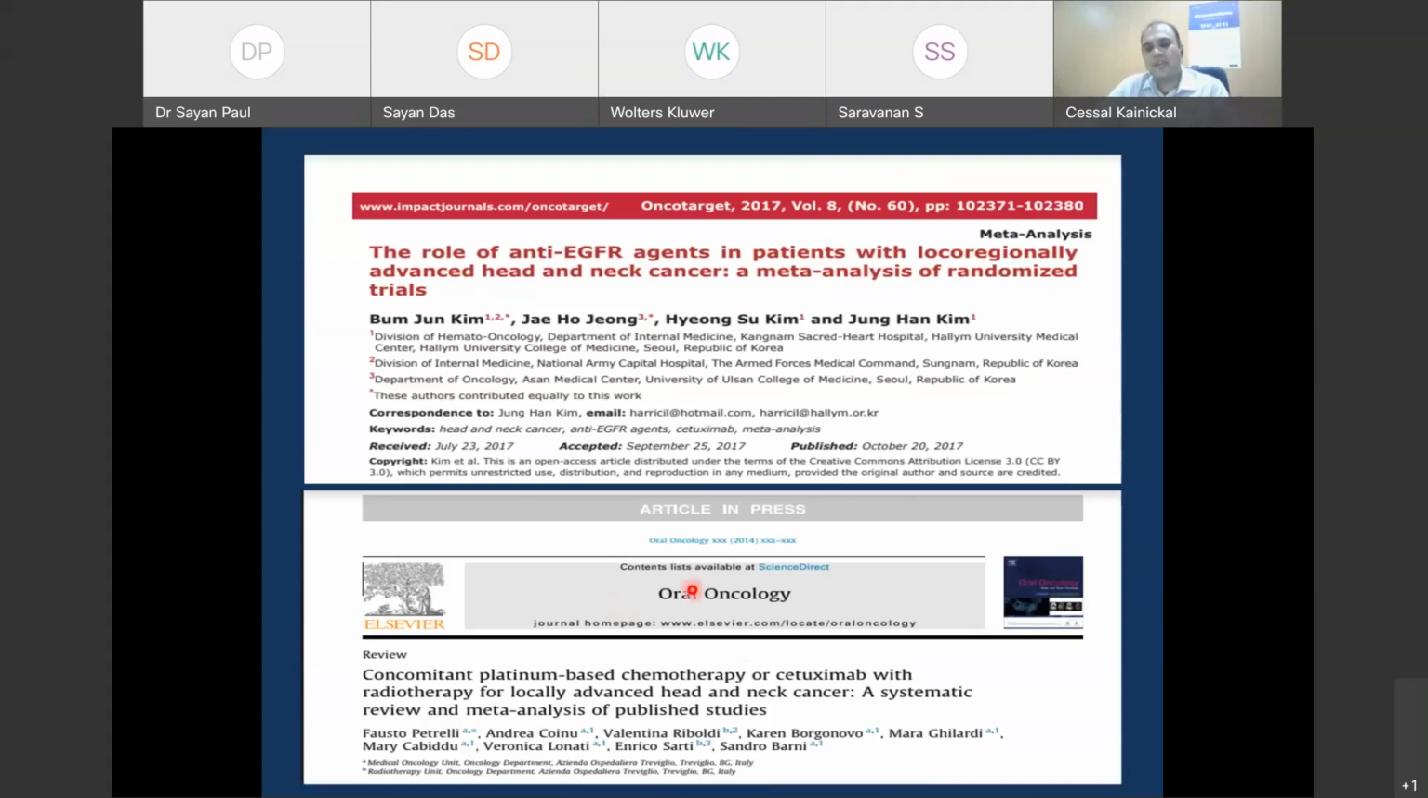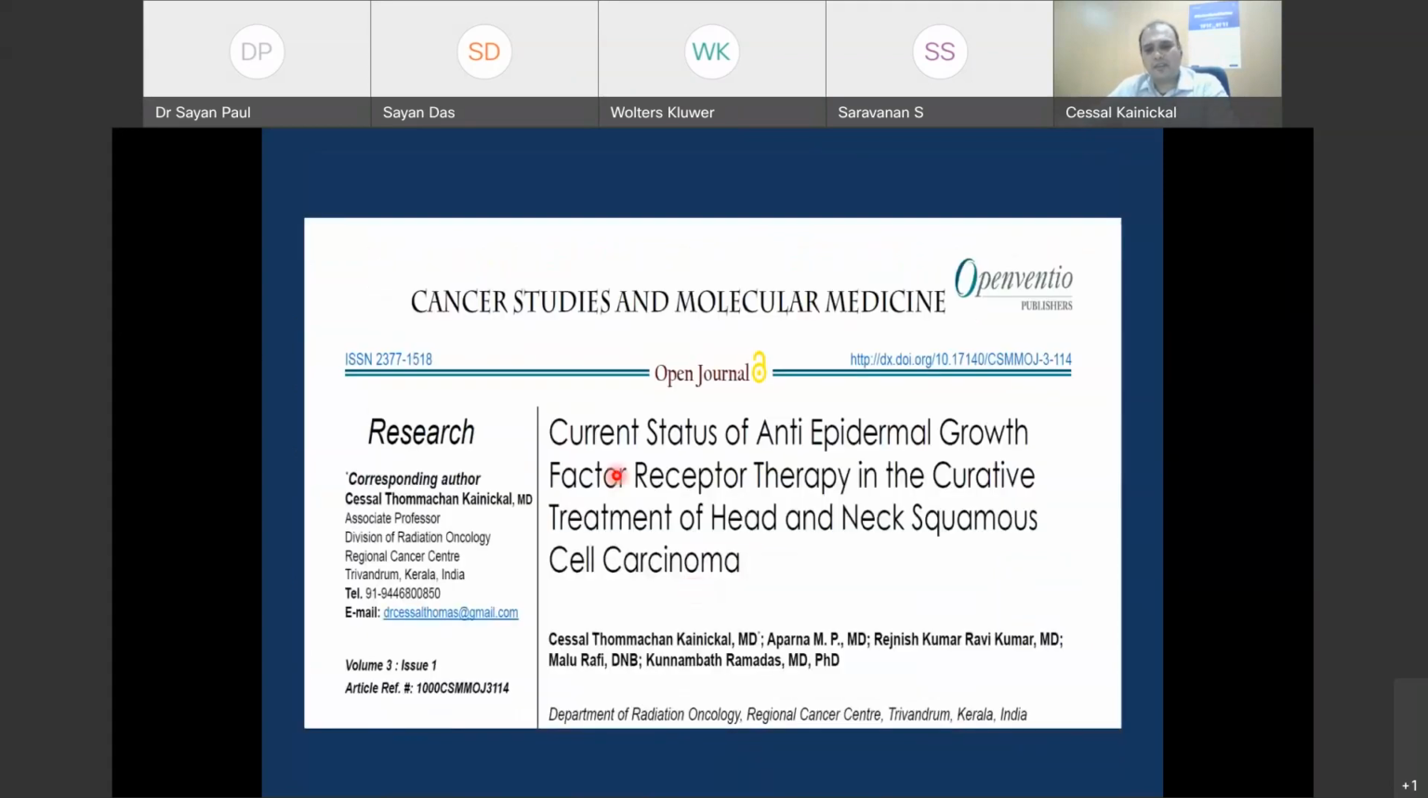So to conclude, if you are using only radiotherapy, or you cannot give platinum for any reason, due to a poor general condition, advanced age, or deterioration of the performance status, you may consider a monoclonal antibody. Now, this is one of my review articles, published a few years back: the current status of anti-EGFR therapy in the curative treatment of head and neck squamous cell carcinoma.